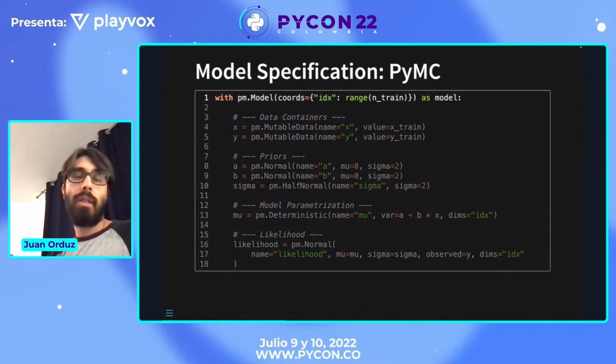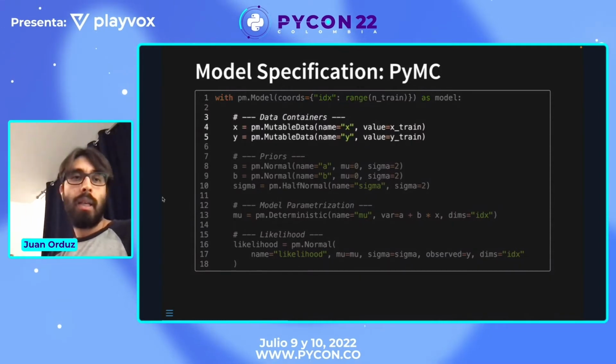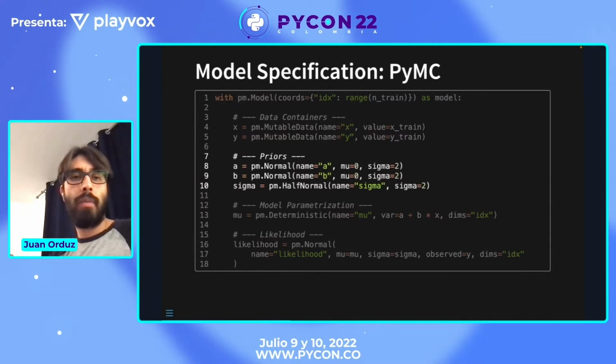So you start with a context manager, like a with statement in Python, where you write the whole logic, and this IDX variable is just a convenient index variable, which is not very important. The first thing is you define your data containers. This is not strictly necessary, but it's often useful when you want to do out-of-sample predictions. If you pass a NumPy array or a pandas data frame, this will work equally well. So I have X and Y, which are my two input variables.